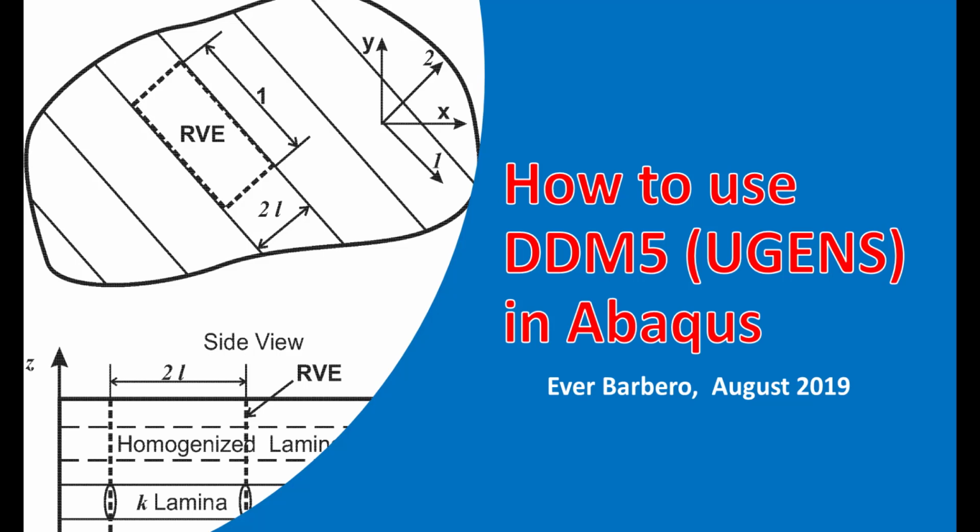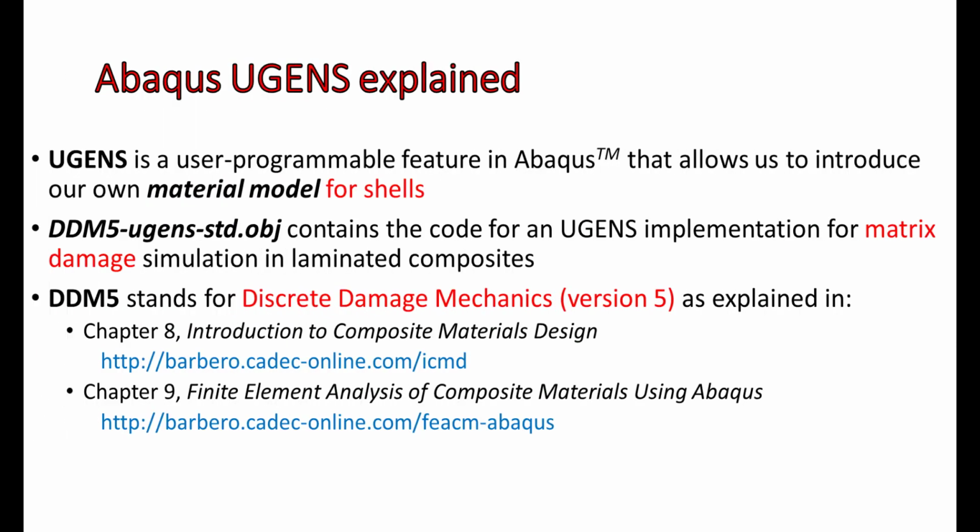My name is Ever Barbero, and today I'd like to talk about Abaqus User General Section, UGENS. I will use an example of UGENS, called DDM5, that implements discrete damage mechanics. UGENS is a user-programmable feature in Abaqus that allows us to introduce our own material model for shells.